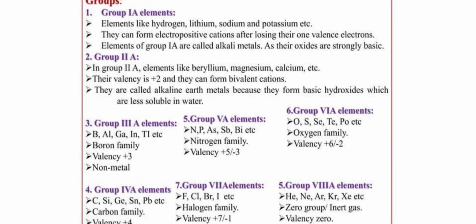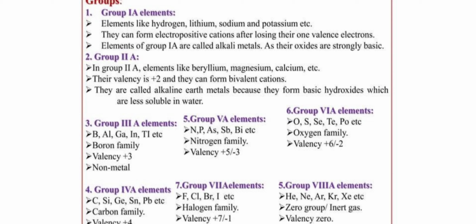Group 1A elements like hydrogen, lithium, sodium, potassium will be there. They are electropositive elements, by losing one electron, one valency electron will be there. Elements of 1A group are alkali metals. The 1A group elements are strongly basic, okay?